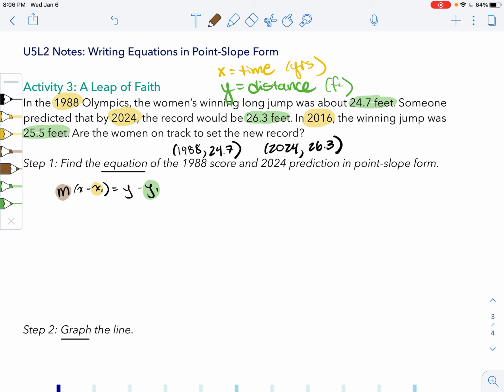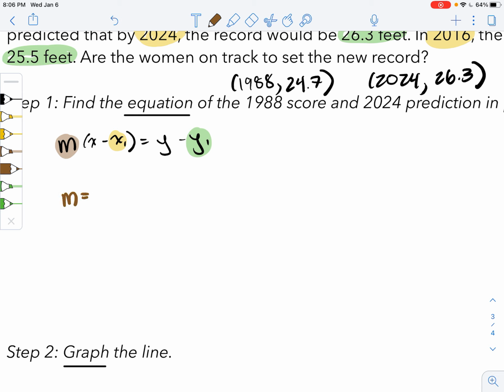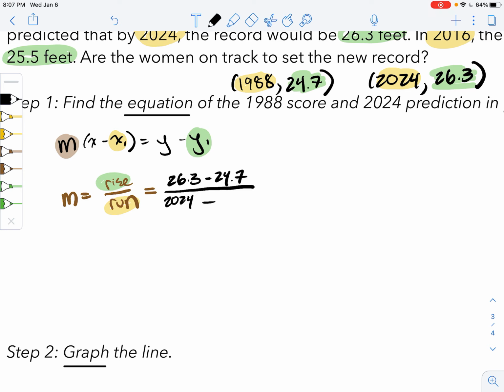Okay, so first let's plug in our slope. We don't know what it is. Let's find our slope. Okay, so remember slope is rise over run. That's the difference in our y's over the difference in our x's. So that's the same thing as 26.3 minus 24.7, because remember, to find a difference, you subtract, over the difference between 2024 and 1988. Great. Now we just need to simplify what that's all about.